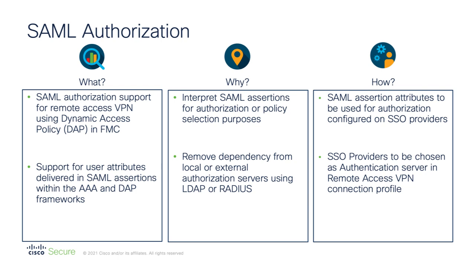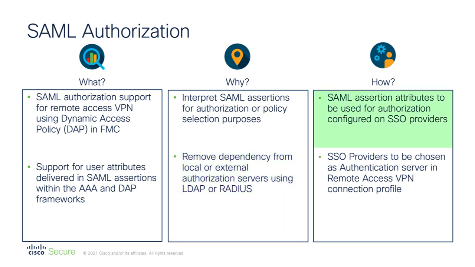While Cisco Secure Firewall has supported SAML authentication since 6.7, the latest release 7.0 brings in authorization support for Remote Access VPN. With this feature, we can configure user attributes that are part of SAML assertions within the AAA and DAP framework. SAML authorization provides us a mechanism to interpret SAML assertions which can then be consumed for authorization or policy selection purposes. Additionally, this feature removes any dependency that a deployment might have on local or external authentication servers.